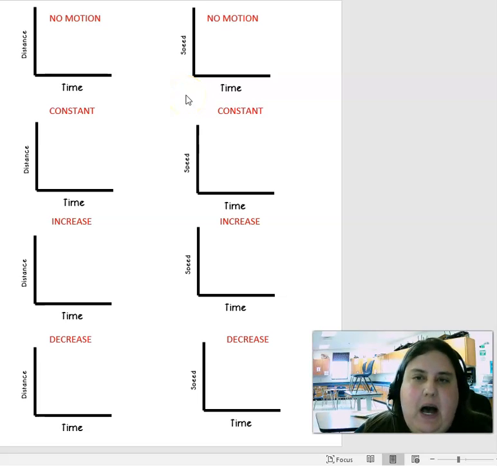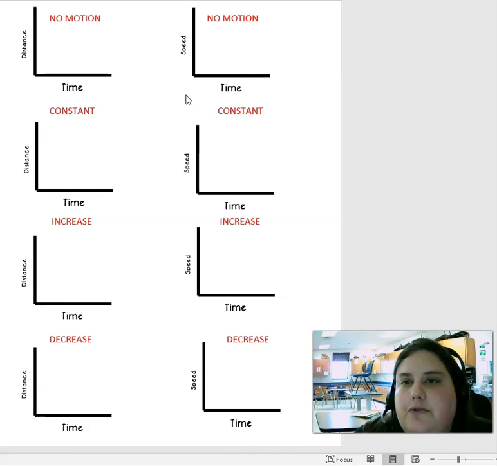So today we're going to talk about graphs and motion and being able to match a graph to a specific scenario. Before we can do that though, we want to look at the different types of graphs that we can see. When we're looking at graphs, whether it's distance versus time or speed versus time, we're really looking at motion, specifically looking at speed and what that speed looks like on the graph.